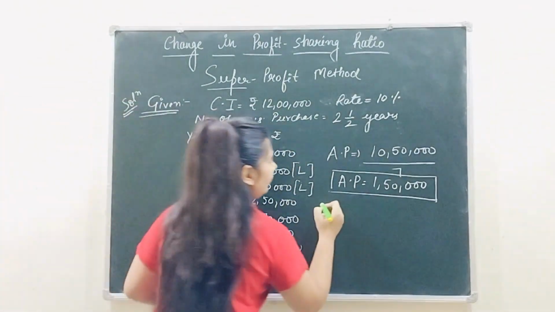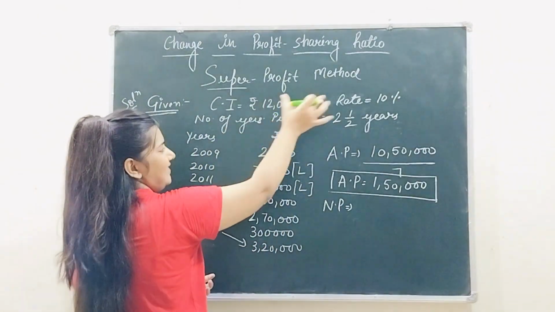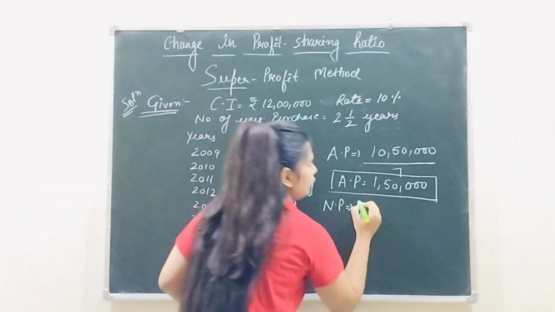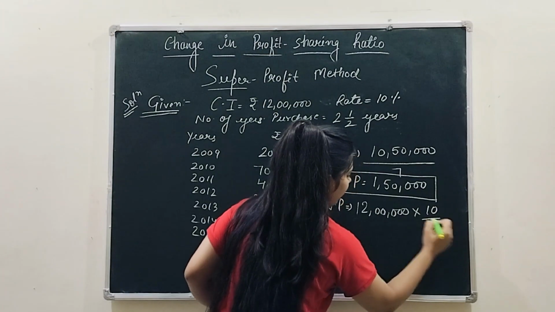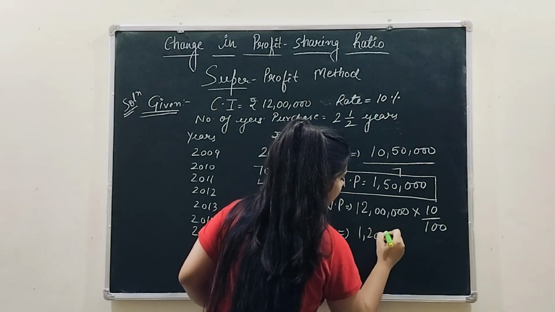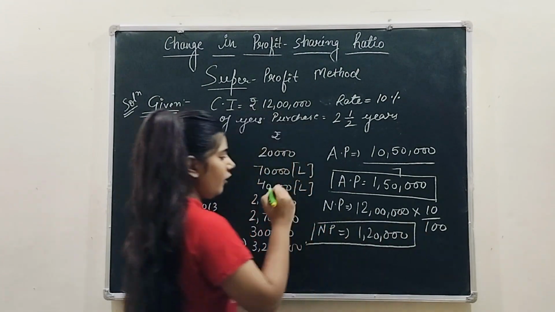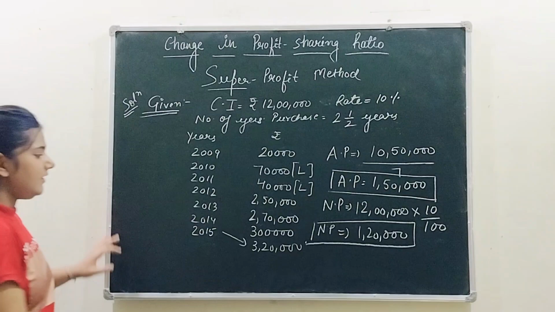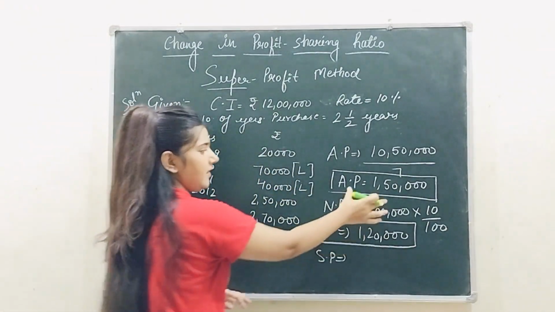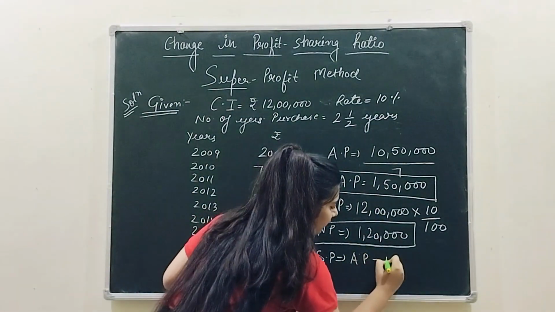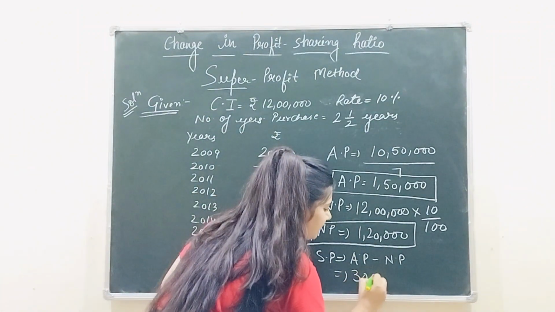Now it's time to calculate your normal profit. The formula for normal profit is capital invested into rate of return divided by 100. So 12 lakh into 10 divided by 100. It's going to give you 1,20,000. Now you also have the normal profit handy with you. What's next? The next is to calculate your super profit. The formula for super profit is average profit minus normal profit. And it is giving you 1,50,000 minus 1,20,000, 30,000.